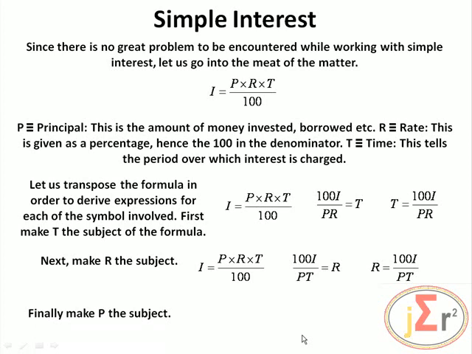And finally, make P the subject of the formula. What do we do? We multiply I by 100 on that side, since we are dividing by 100 here. Then if we're going to make P the subject of the formula, we have multiplied by R and T here, so we have to divide on the other side. So we're going to have 100 times I. These two that are multiplied on this side are going to be divided there. And of course, we are going to turn around, and that's what we get.